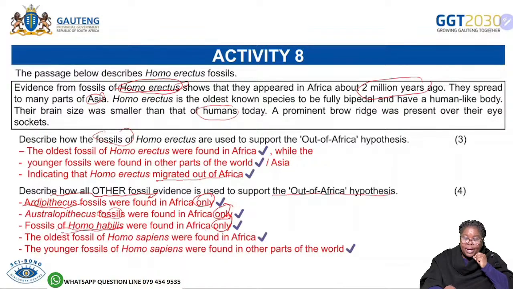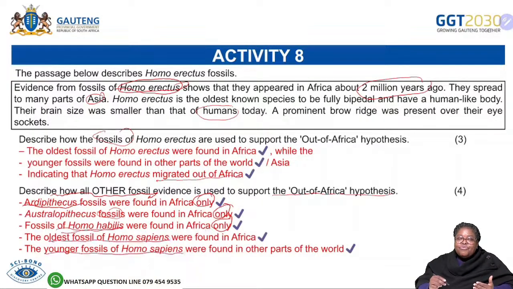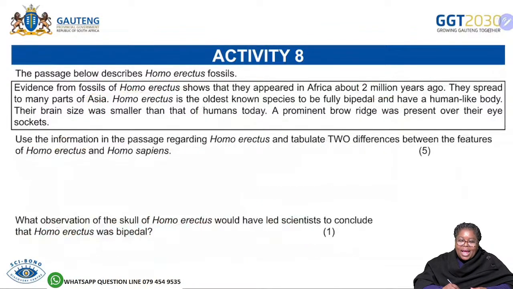This is exam guideline. But then the oldest fossils of Homo sapiens were found in Africa. Did I say Africa only? No. So the oldest fossils of Homo sapiens were found in Africa. The younger fossils of Homo sapiens were found in other parts of the world. So make sure that you go back and study the exam guideline.